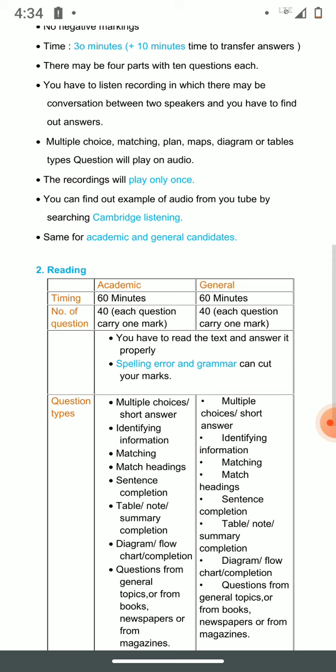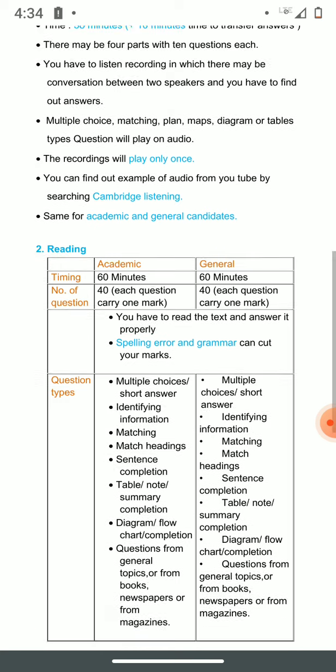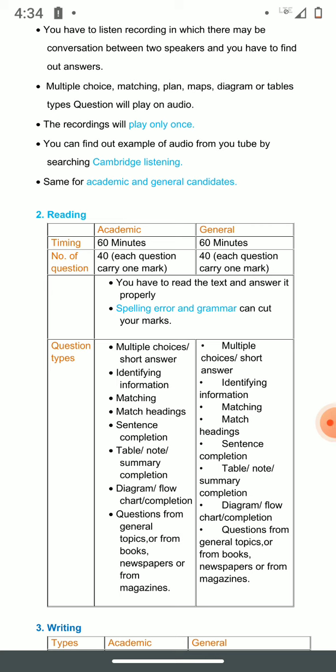Second module is reading, in which there is some difference. Timing is the same for both academic and general candidates. The number of questions is 40. Each question carries 1 mark, same as listening. Here you have to read the text and answer properly. And spelling errors and grammar mistakes can cut your marks, or you will be penalized.